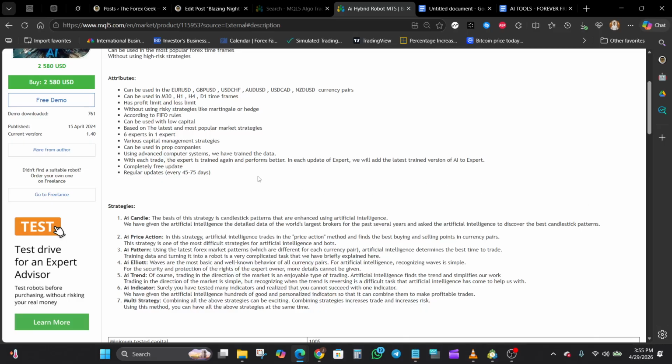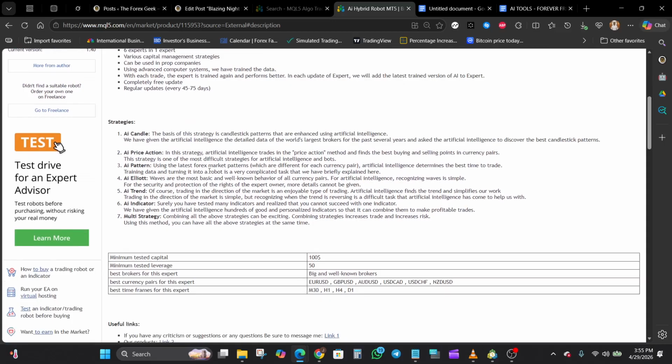Now, the AI component here is interesting. Based on the description, the system is trained on historical data to identify patterns and improve decision making over time. It also mentions continuous updates, which suggests the developer is refining the logic periodically. However, it's important to understand that this doesn't mean it's adapting in real time like a self-learning system on your account. It's more about improved versions being released over time.